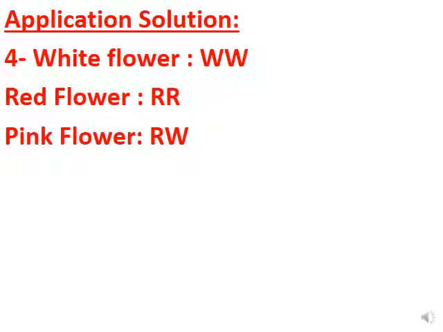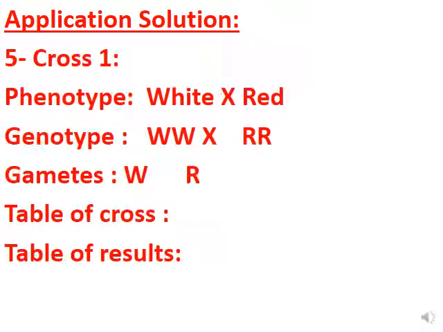Part 4, they need the genotype. The parents are pure. So the white is WW, capital W, and the red is RR, capital R. WW gives one type of gamete, which is W. And the red flower RR gives only one type of gamete, which is R. So the pink flowers have the genotype RW.